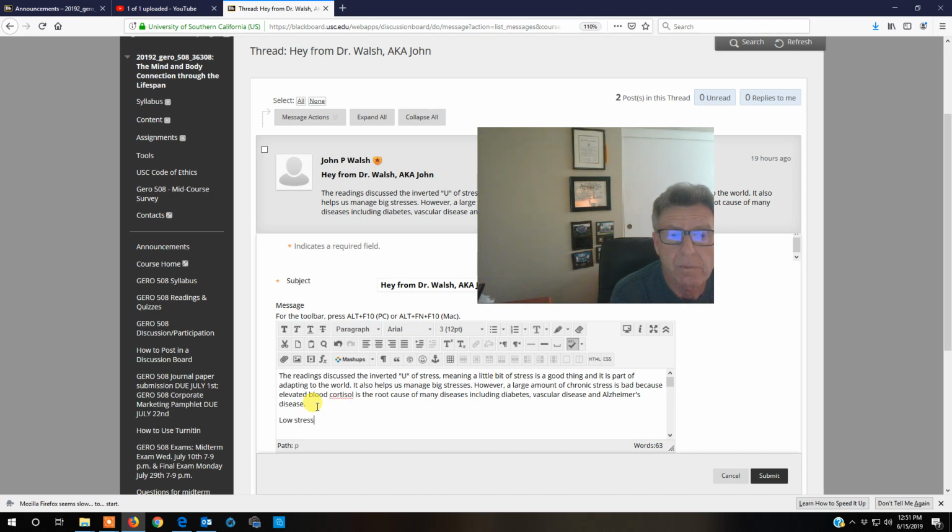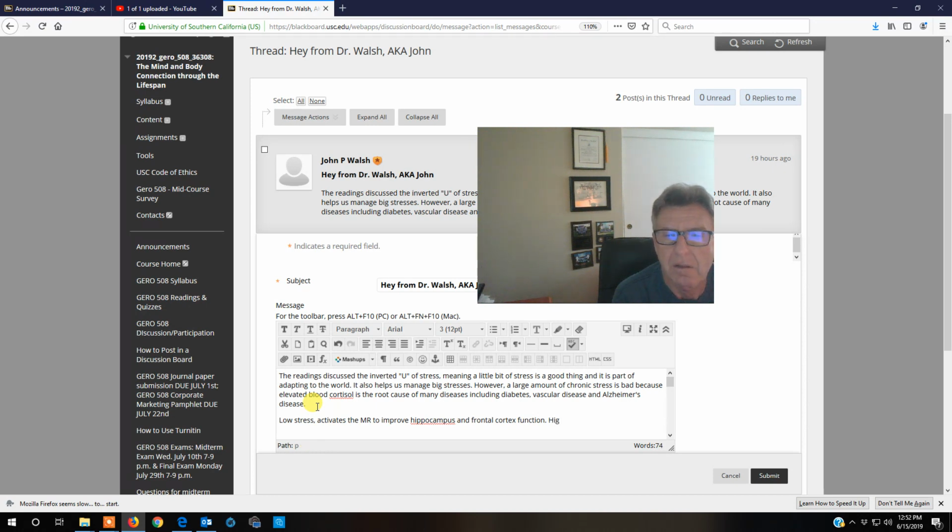Low stress activates the magic receptor, the mineralocorticoid receptor, to improve hippocampus and frontal cortex function.